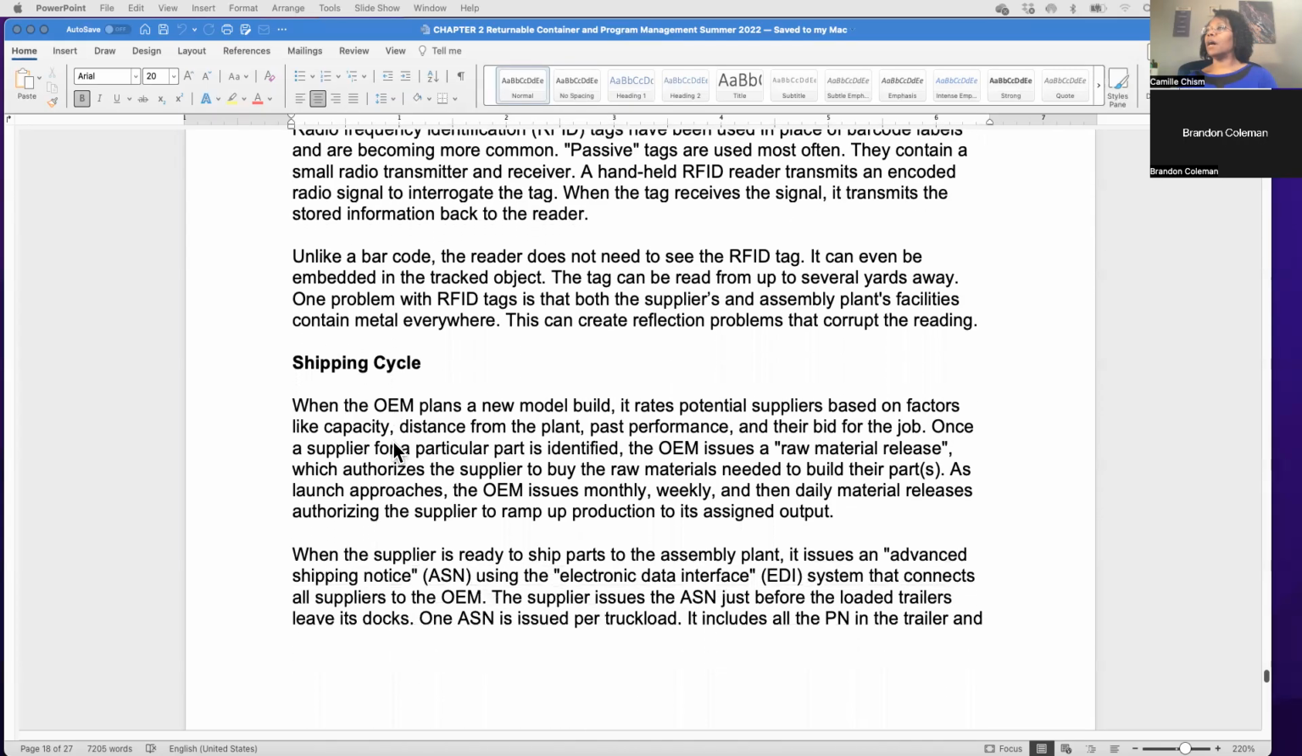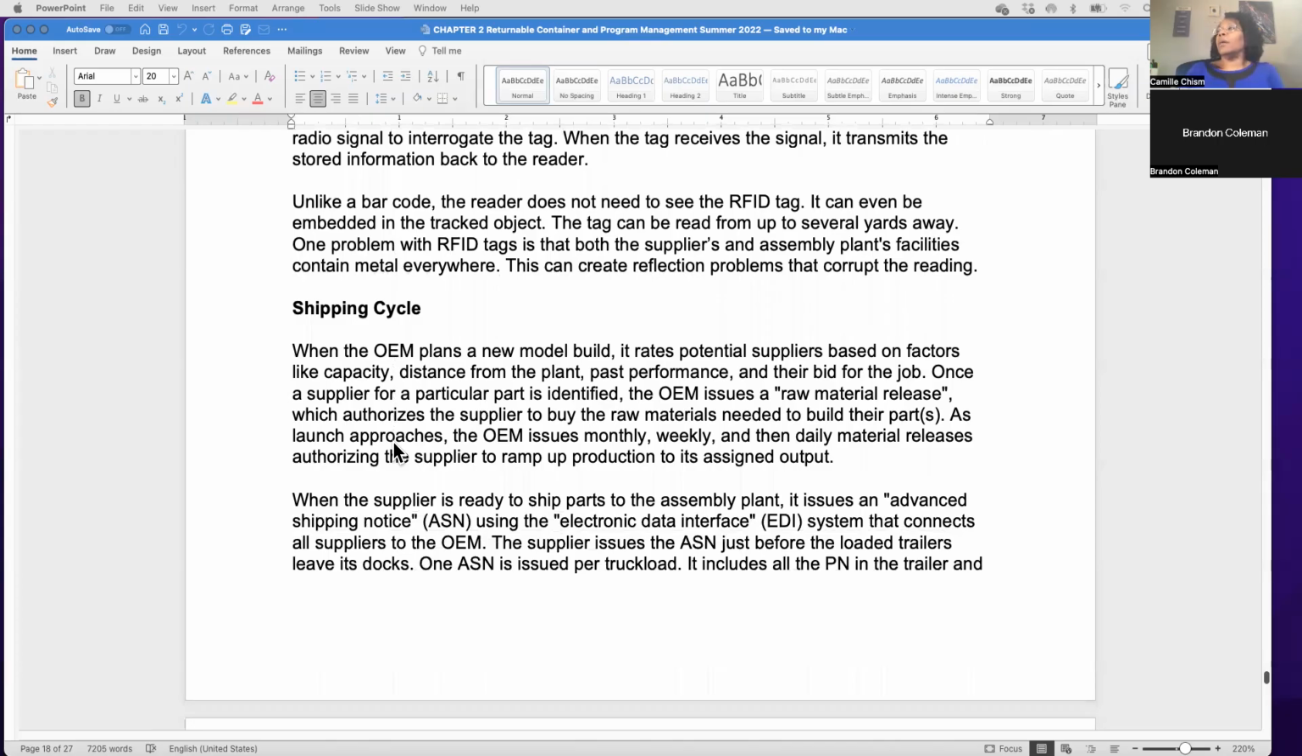Okay. We start talking about the shipping cycle. This is tied in with having a new model.